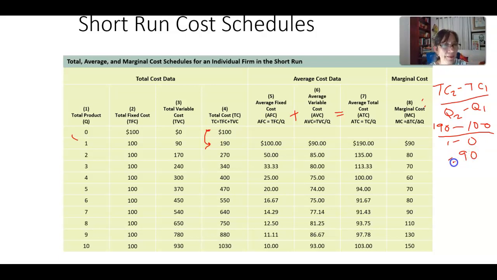What does that mean? That means incrementally that last unit cost us $90 to produce, 90 more dollars to produce. And it's true because originally we started with $100 and now we're at $190. So it was $90 more to produce that one more unit. Okay, so let's go to the next level. I'm going to produce 2 units of output. So how do I figure out my marginal cost?